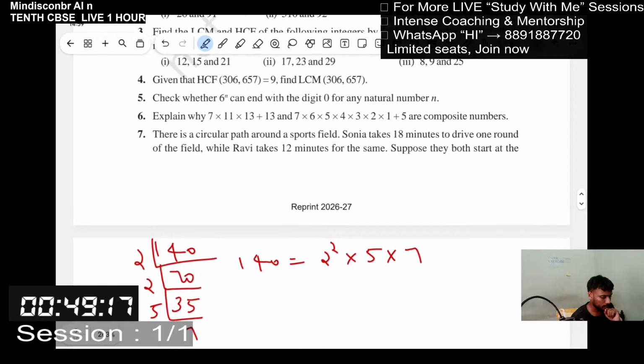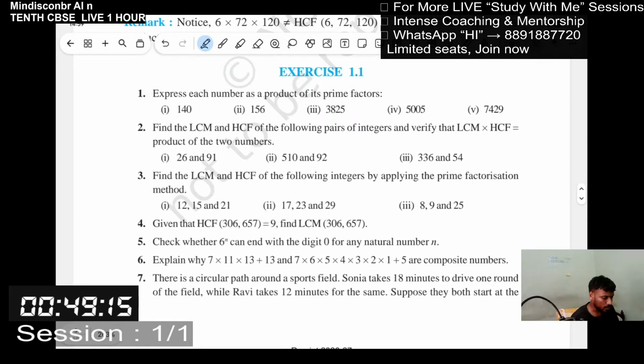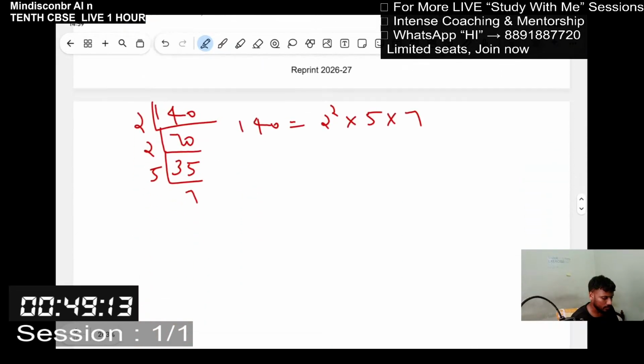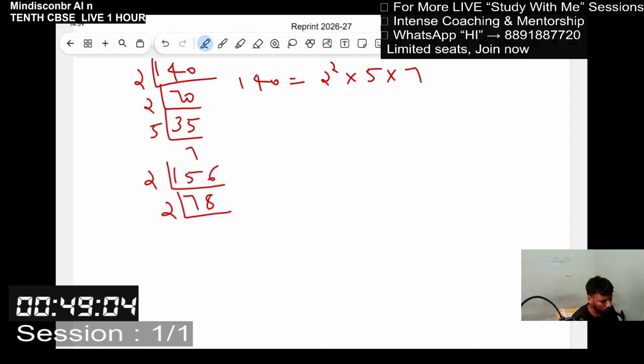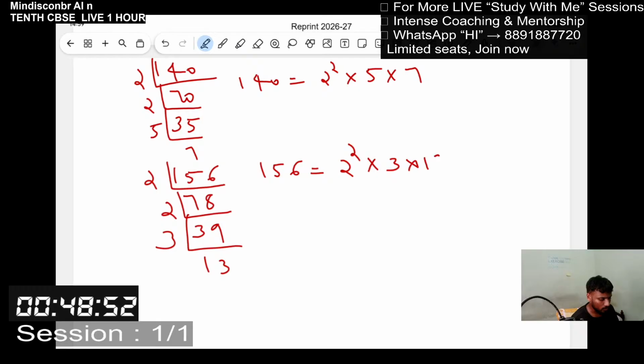Okay. Next question is 156. Here 78, 2, 39, 3, 13, 3. So 156 is equal to 2 square into 3 into 13.